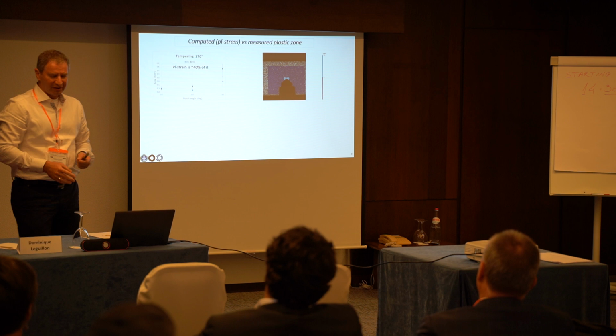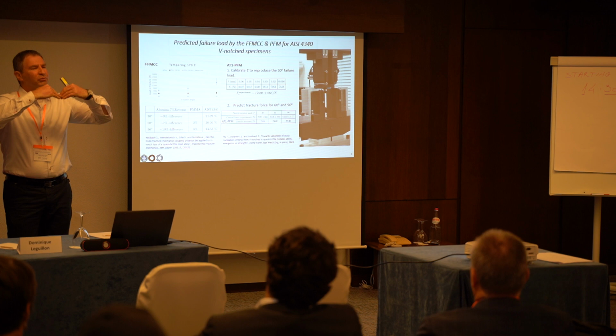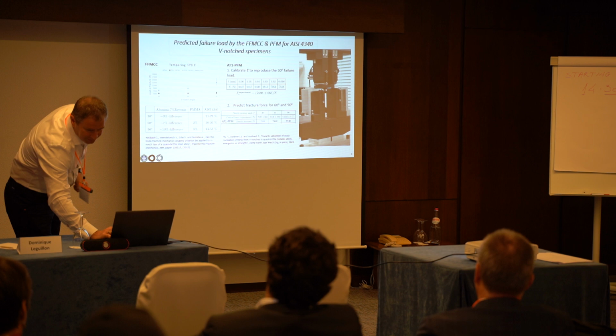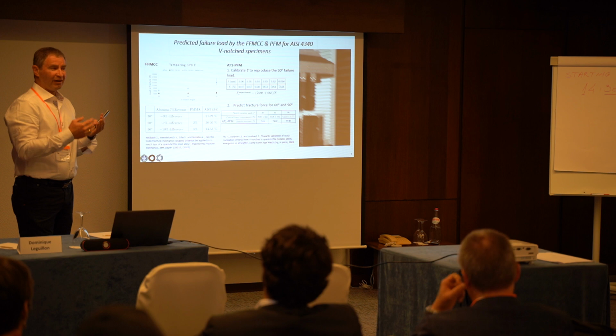I just wanted to show you how an experiment looks like, because one would think, OK, a metal will deflect, and then will break. But it doesn't really happen. So watch closely on the experiment, and then you will see what happens. That's the specimen in the middle. And that's how it breaks, okay? So it looks like a very, very brittle fracture, but there is this plastic zone.